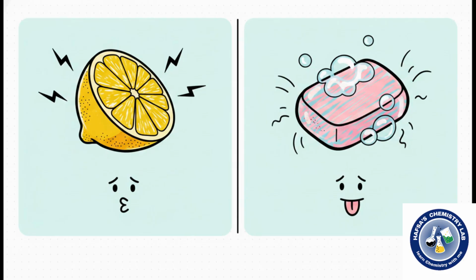citric acid. Bases, on the flip side, are a completely different experience. They're bitter to taste and noticeably slippery to the touch. It's a lot like holding a wet bar of strong soap. Examples here range from basic oxides to water-soluble alkalis like sodium hydroxide or NaOH.